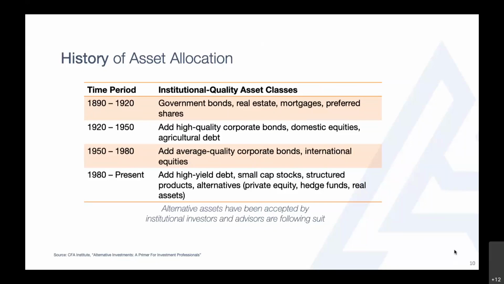And as I indicated, advisor portfolios and individual portfolios tend to follow, with a bit of a lag, what institutional investors do. And can you believe that at one point stocks were deemed too speculative and even institutions wouldn't own them? And now stocks are believed to be a core of a portfolio. So it really just shows you how things change over time. So be cognizant of that.